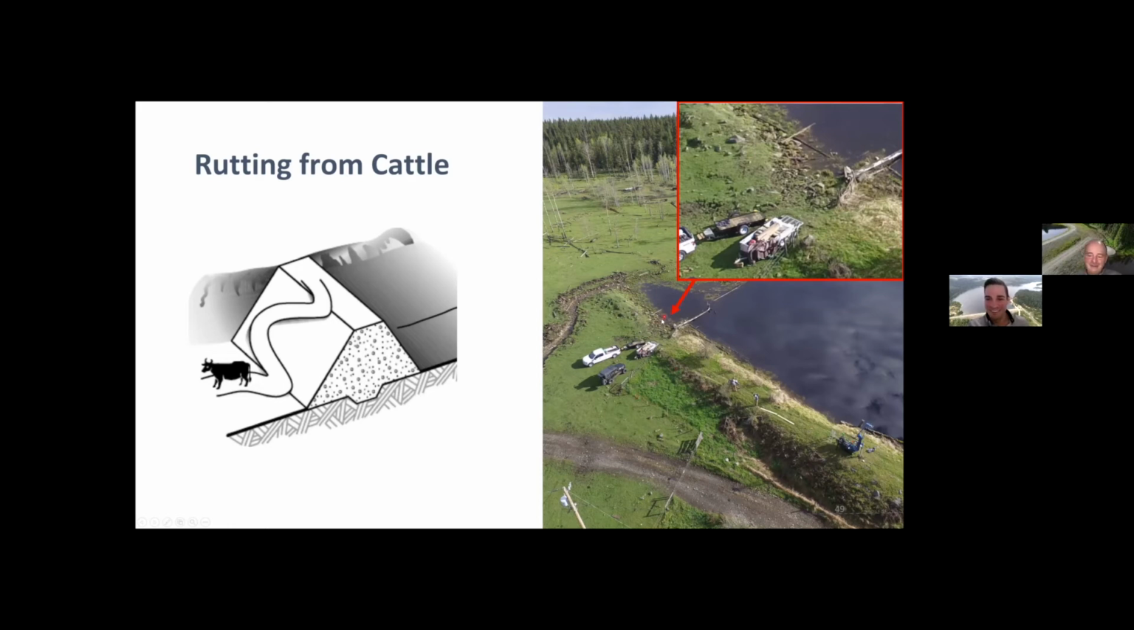Yeah, and so we try to keep cattle off of the embankment itself because they tend to start to walk on a certain trail and can create tracks that then concentrate flow, that then concentrate erosion.